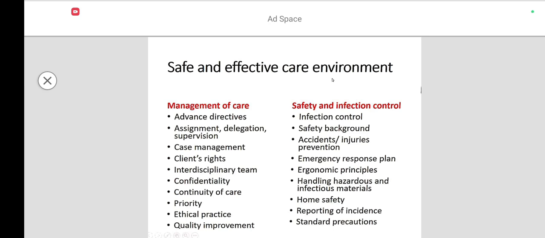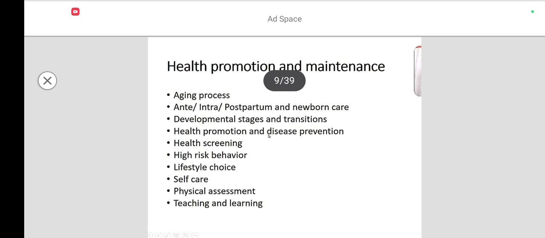Second, safety and infection control: safety background, accident and injury prevention, emergency response plan, ergonomic principles, handling hazardous and infectious material, home safety, reporting of incidents, standard precautions. Next, health promotion and maintenance: aging process, antepartum, intrapartum, postpartum, and newborn care, developmental stages and transitions, health promotion and disease prevention, health screening, high risk behavior, lifestyle choice, self care, physical assessment, teaching and learning. That all comes under health promotion and maintenance.